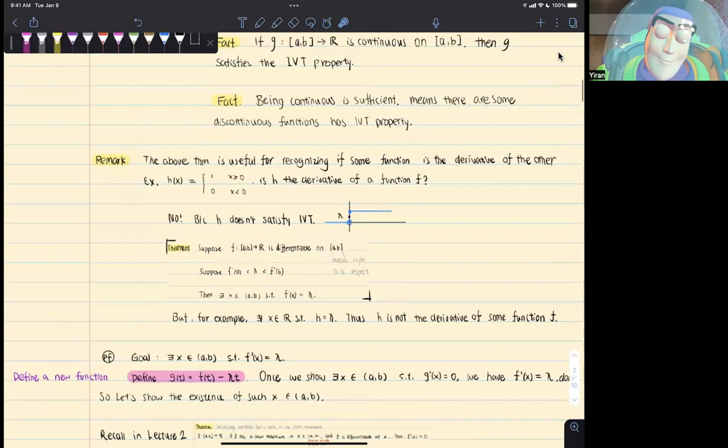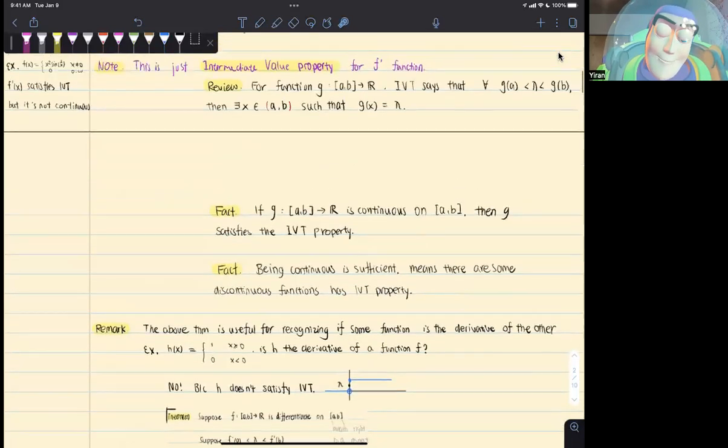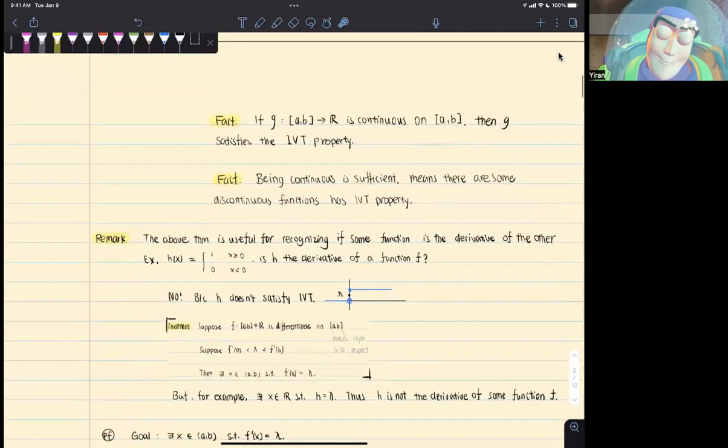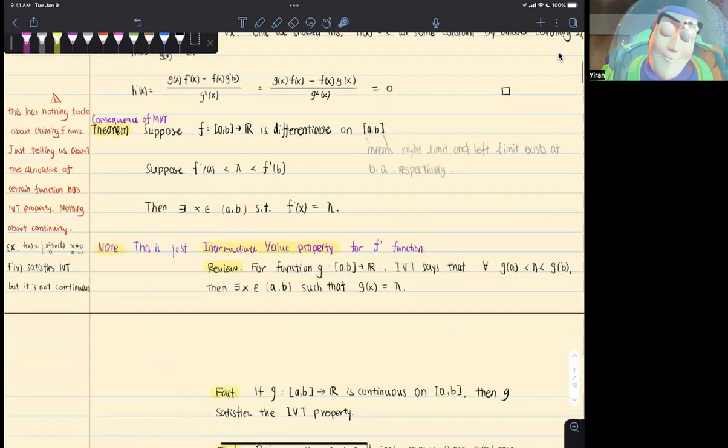Okay, so let's just give a counterexample. If you have a function h(x) equal to this, we want to use the previous theorem to check whether or not this function h is the derivative of a function f. If you look at the theorem, it is telling you to check whether or not it has the intermediate value property. If it does not, then we know for sure it is not a derivative of a function.